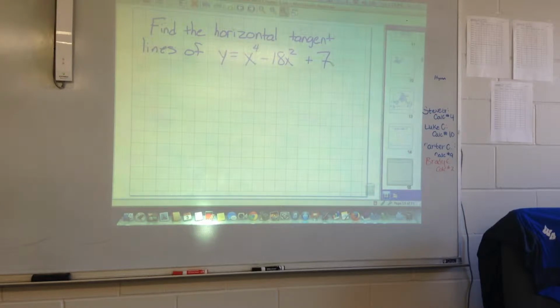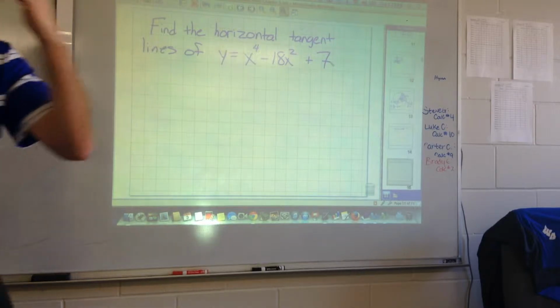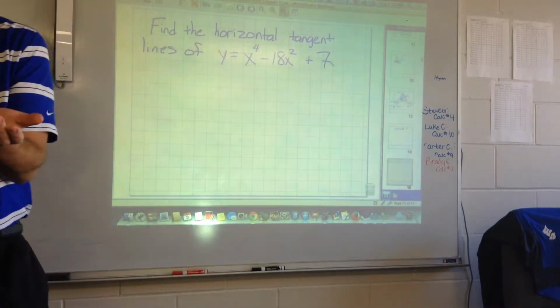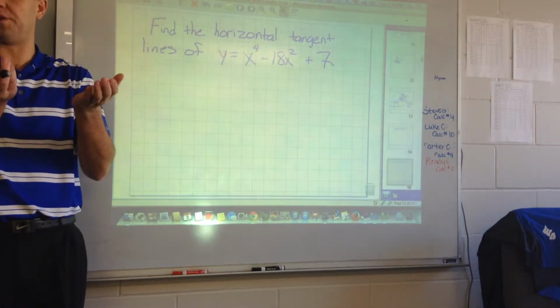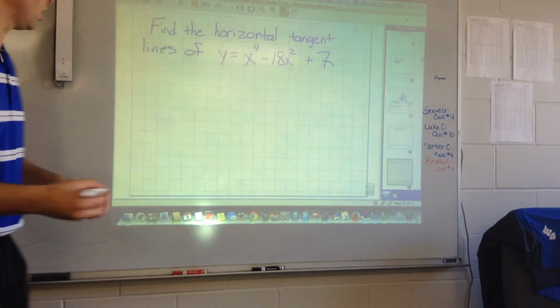Find the derivative and set that equal to 0. Yes, absolutely, because you want to know when the instantaneous rate of change is 0. We want to know when the slope is 0. Well, how do we represent the slope? With the derivative. Set that equal to 0 and solve.